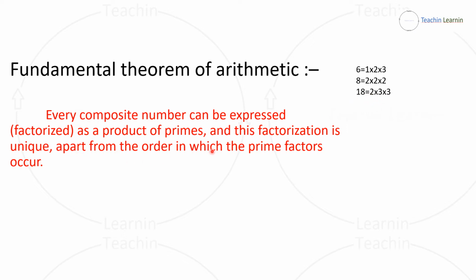apart from the order in which the prime factors occur. So here the order is not important. You can express 6 as 3 into 2 into 1 also. You can express 6 as 1 into 2 into 3 also. So order is not important.